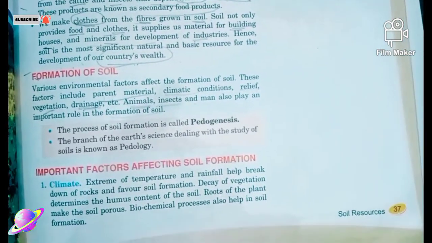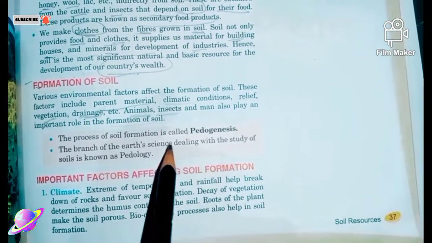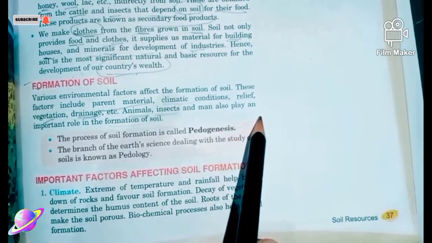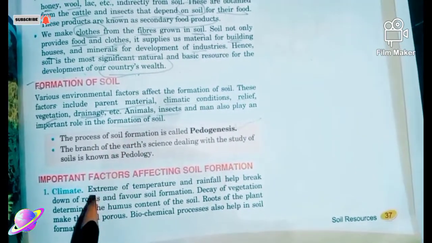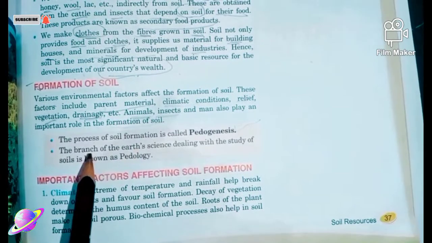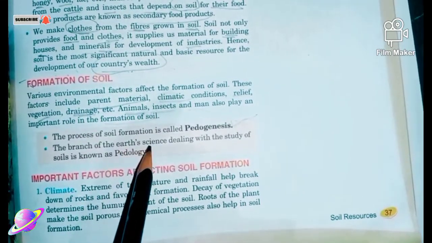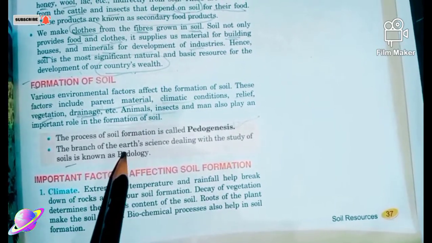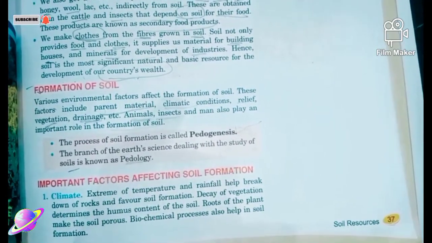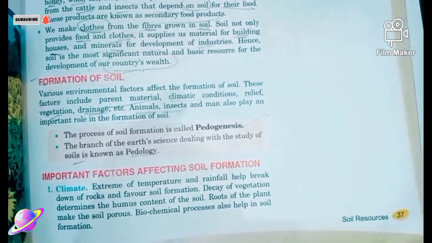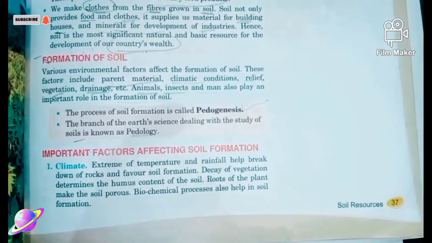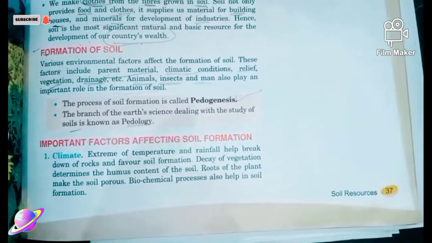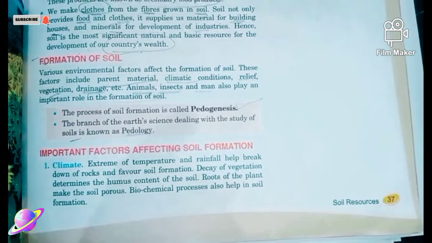So soil formation is a process which gradually goes on differently from place to place, and these are the factors responsible for that. The process of soil formation is called pedogenesis. There is one branch of earth science that deals with the study of soil, and that is called pedology. The study of soil is known as pedology. There are some important factors which help the soil to form in a better and proper way. Which are those? Let's try to find out.